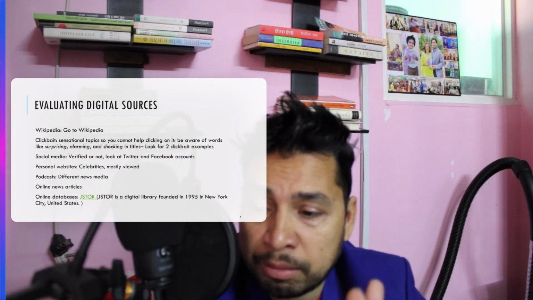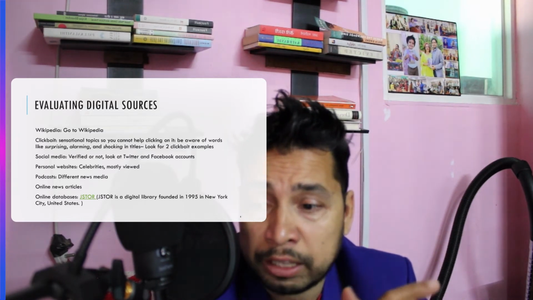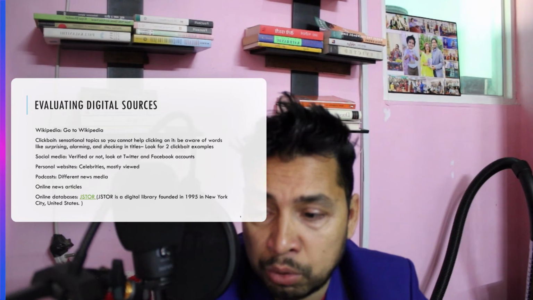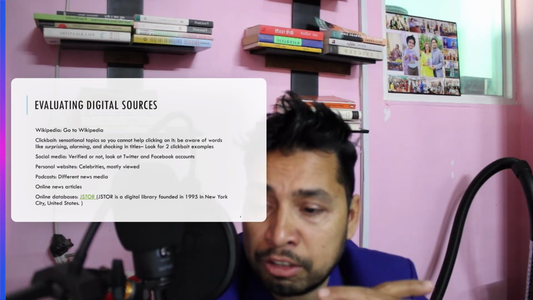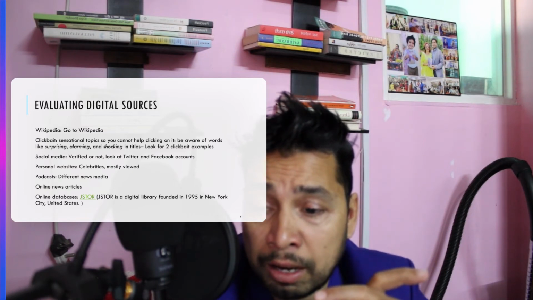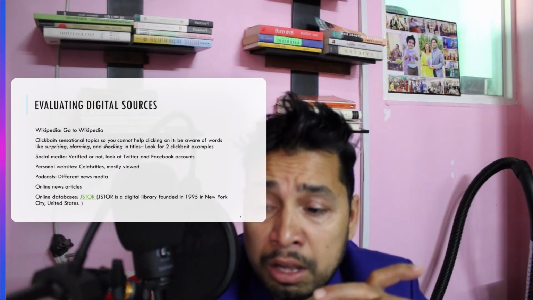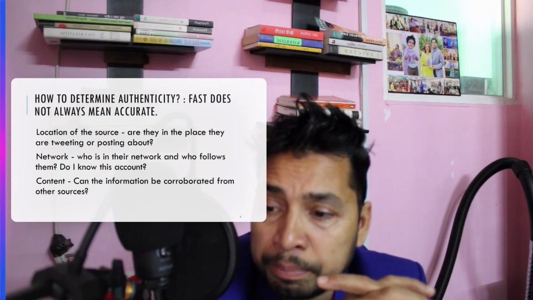And these are some of the sources. You should be very mindful of which sources are more authentic and which are not that credible. And going back to online databases, for example, JSTOR is a digital library founded in 1995. So this is a very authentic source, and you have to know about that as well.